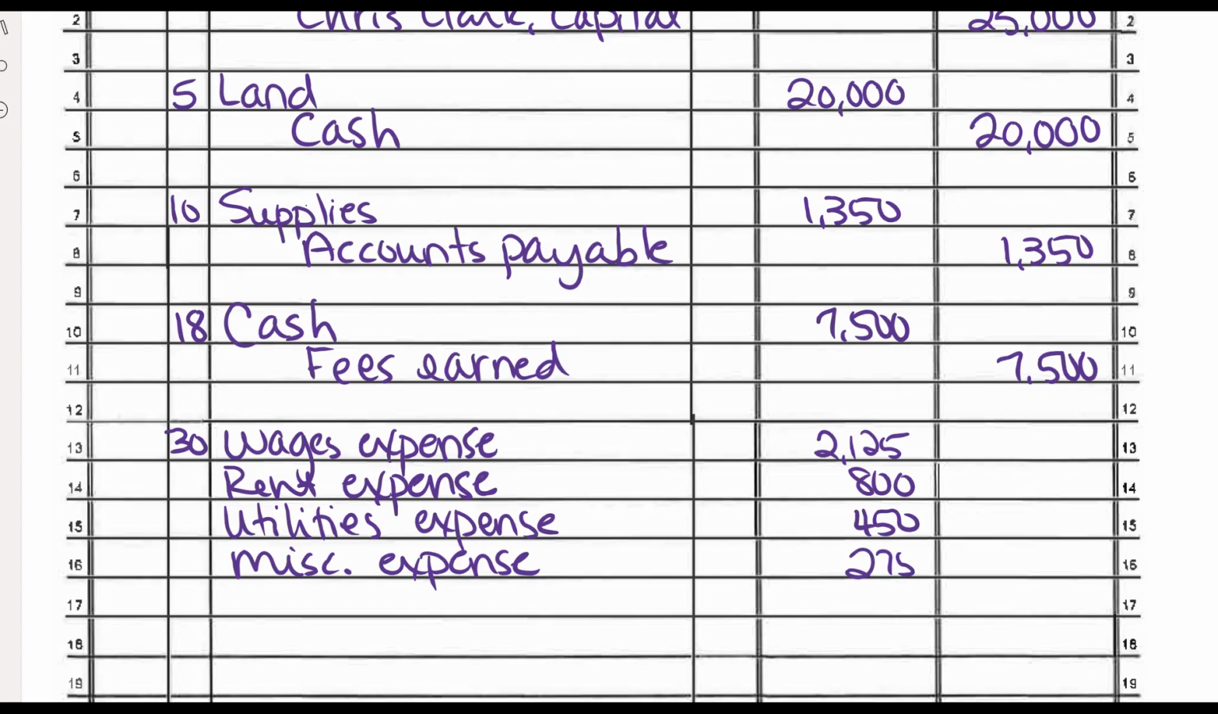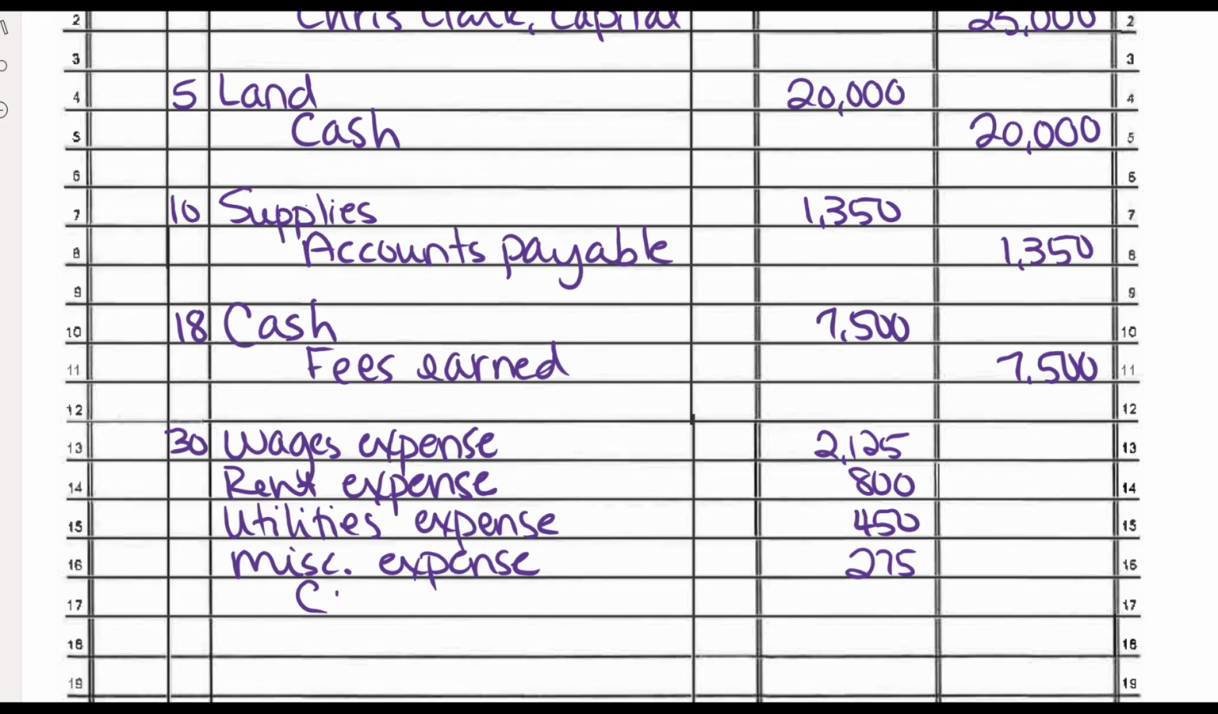Miscellaneous $275. I had one student ask, do we have to list these in the same greatest to least order that we do on the income statement? The answer is no. They happen to give us these numbers in that order, so it just happened to work out that way, but you are not required on a journal entry to put the greatest numbers first.